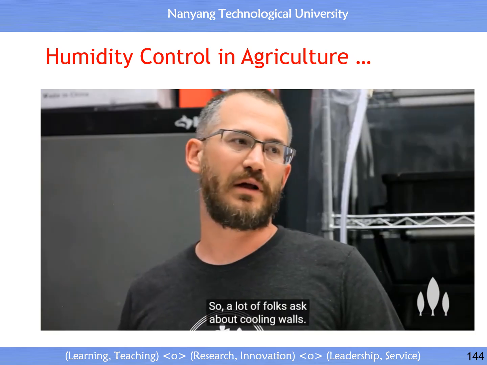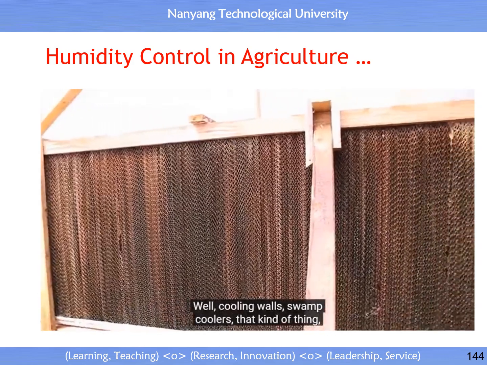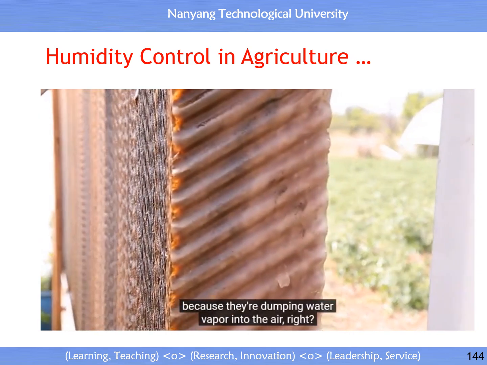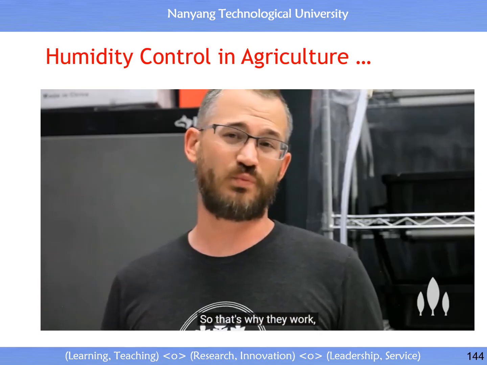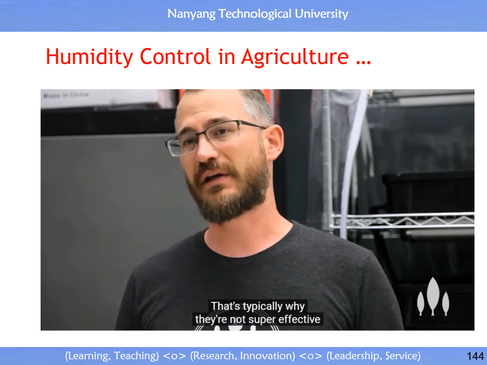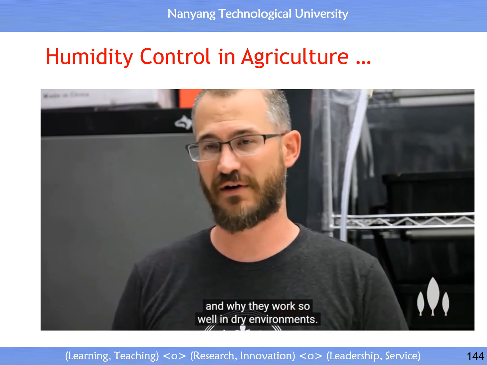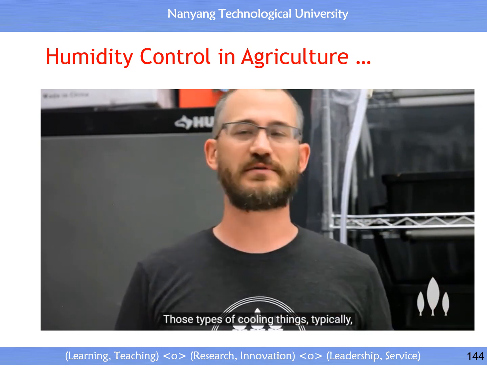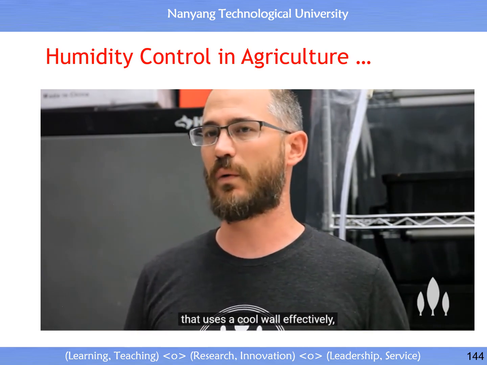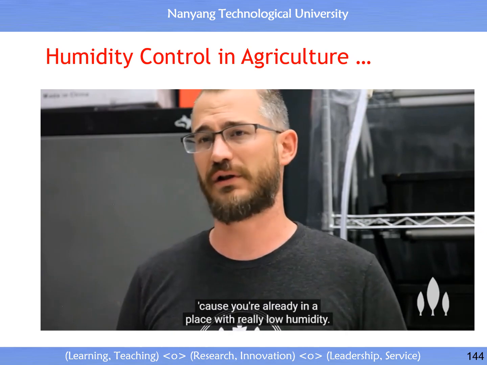A lot of folks ask about cooling walls. Well, cooling walls, swamp coolers, that kind of thing, they work in really dry environments because they're dumping water vapor into the air, which means that they're actually adding humidity to the air. That's typically why they're not super effective at very high humidity levels and why they work so well in dry environments. If you're growing in a greenhouse that uses a cool wall effectively, you probably don't have a humidity problem because you're already in a place with really low humidity.